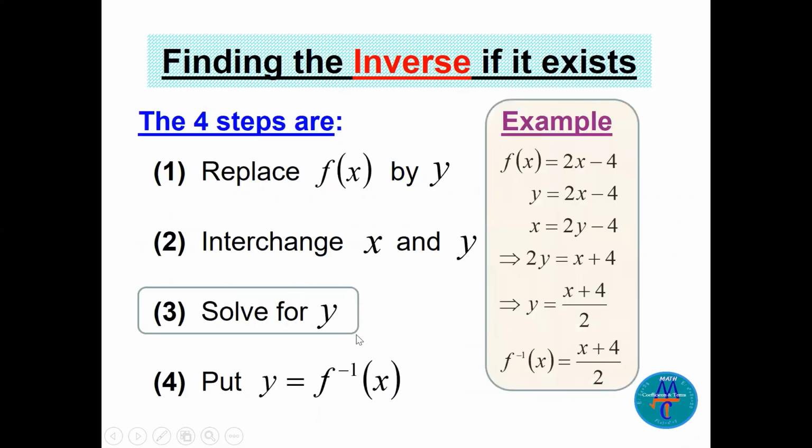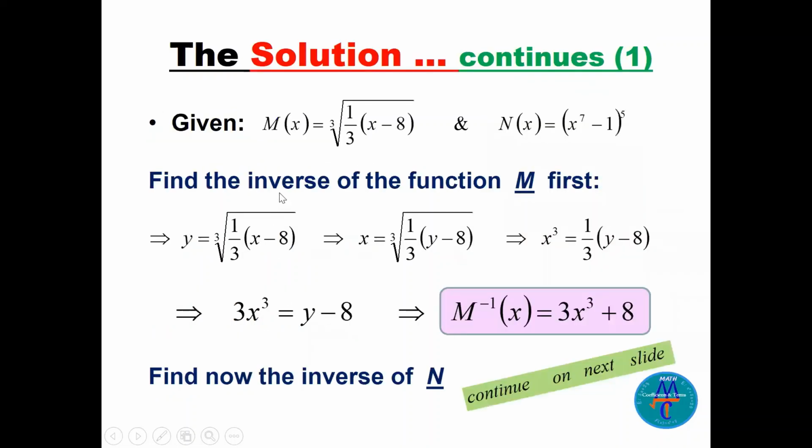One more thing before I continue the solution: there are 4 steps we have to follow to find the inverse if it exists. We replace f of x by y, interchange x and y, solve for y, then the new y will be the inverse. Let's apply that here. This is m of x, this is n of x.